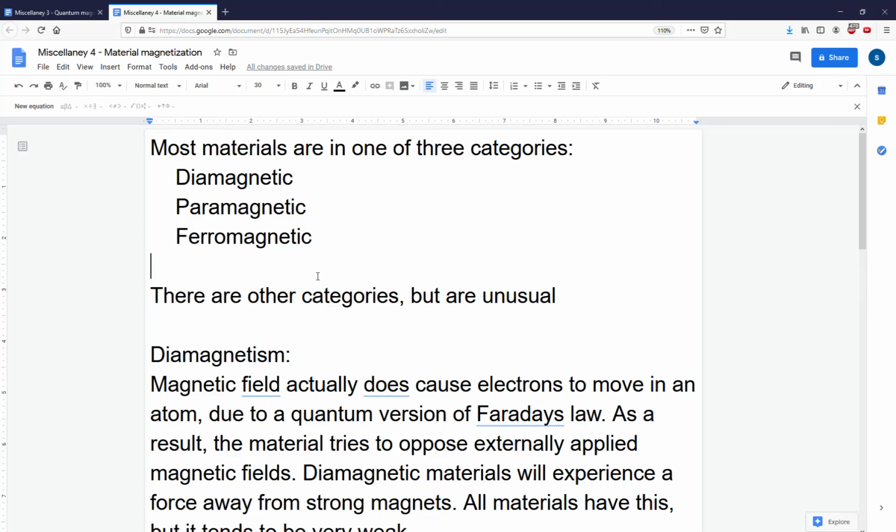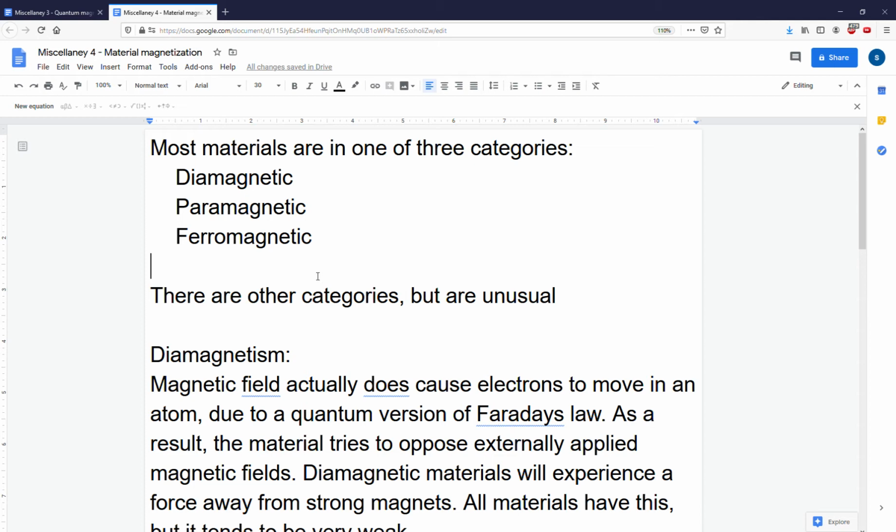There are a lot of ways you can describe how materials interact with magnetic fields. Most materials can be described as either diamagnetic, paramagnetic, or ferromagnetic. Please note that this list is not exhaustive.